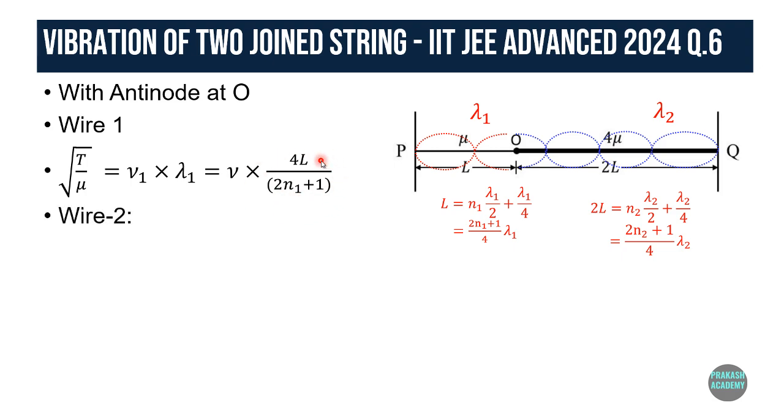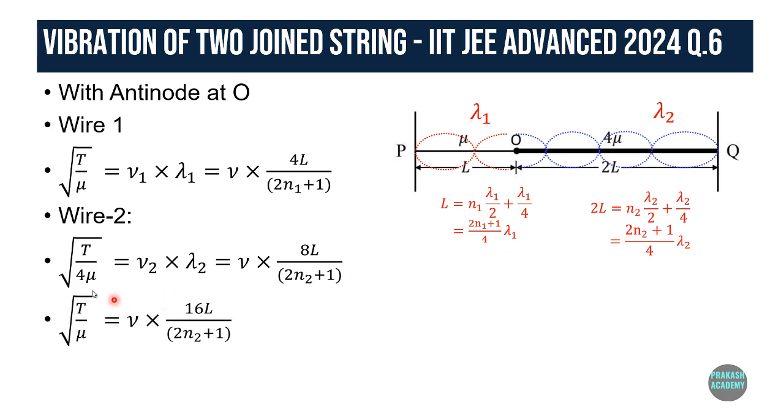Similarly, I can write this expression for wire 2. So velocity is the square root of tension divided by mass per unit length, that is 4 mu, and this is equal to nu times lambda, and the frequency is the same in both wires. So this is nu, and lambda will be 4 times 2, 8L divided by (2N2 plus 1). I can further take this 2 outside and multiply here. So I will have 16L. So the square root of T by mu is equal to nu times 16L by (2N2 plus 1). Now this and this are basically equal, so I can equate them.